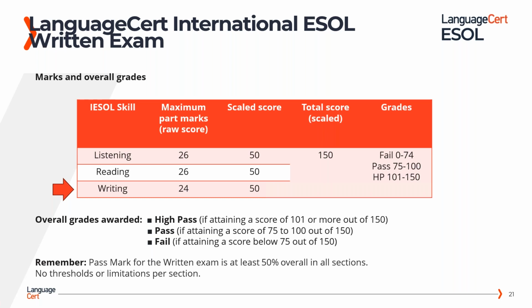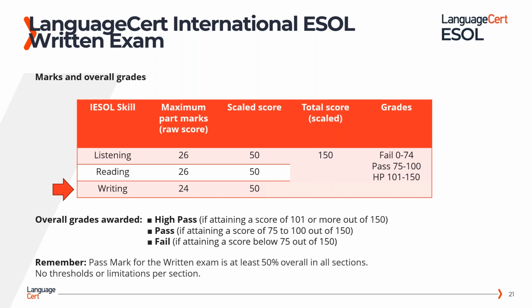Regarding the writing component, please note that there are no thresholds or limitations. That is, there is no minimum score to be attained. However, as in the case of the listening and reading components, in order to be successful, candidates need to attain an overall scaled score of at least 50%. Remember, the pass mark for the written exam, which consists of the listening, reading, writing components, is 50% overall in all sections.